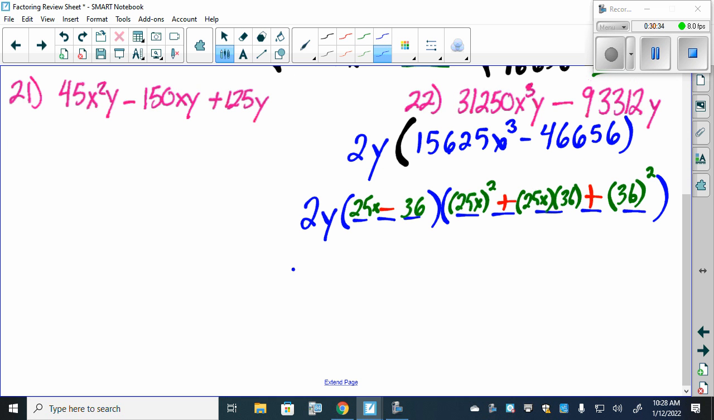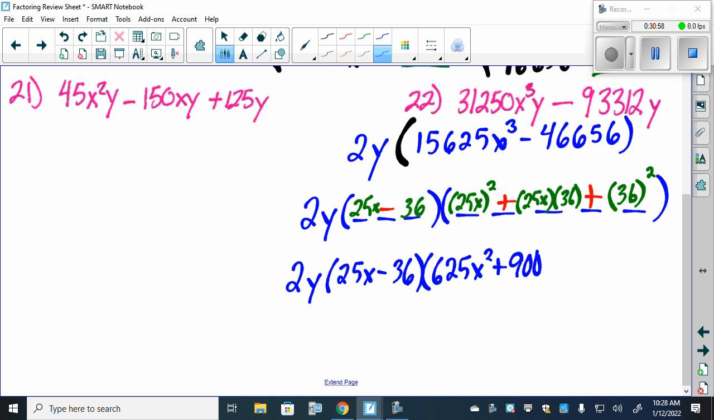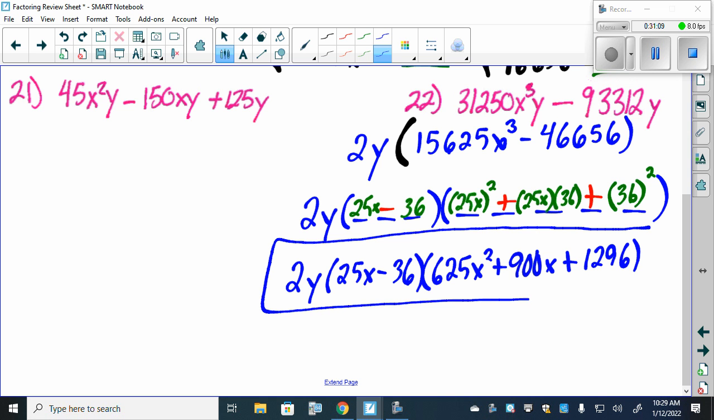So if we simplify this, we'd have 2y times 25x minus 36. Now 25 squared, 625, 625x squared, plus 36 times 25, 900x, plus 1296. And this right here is your answer.